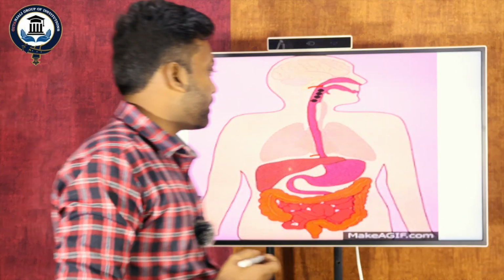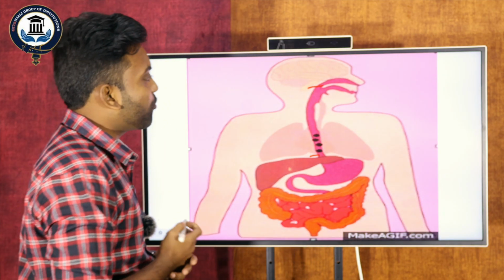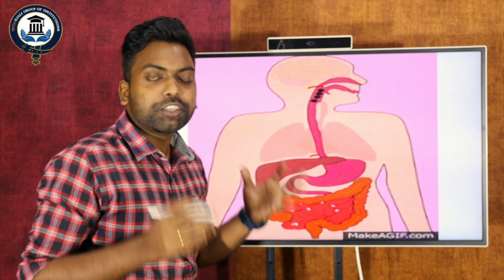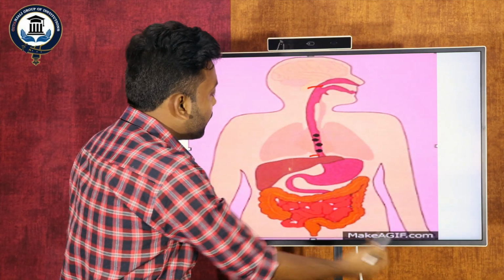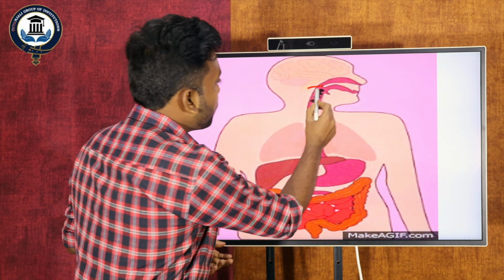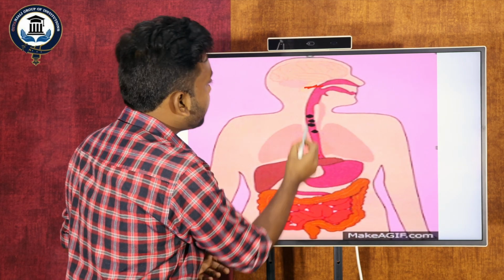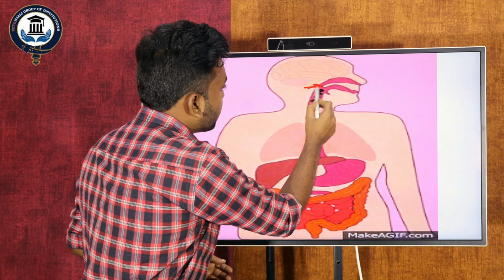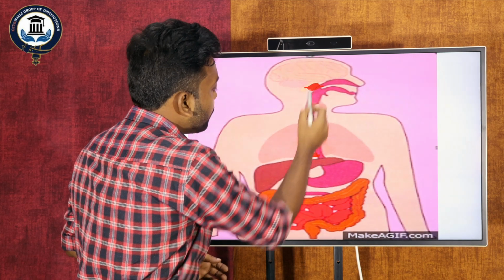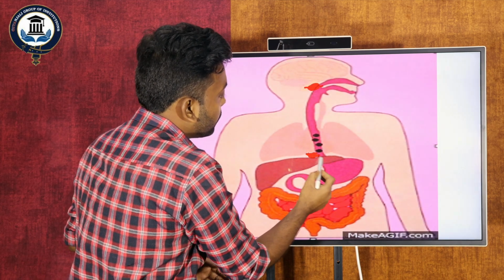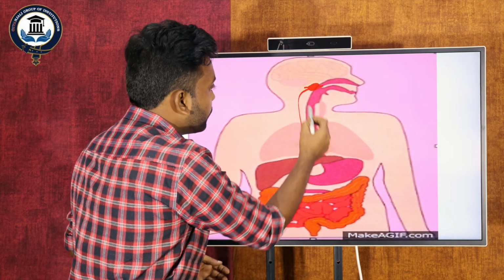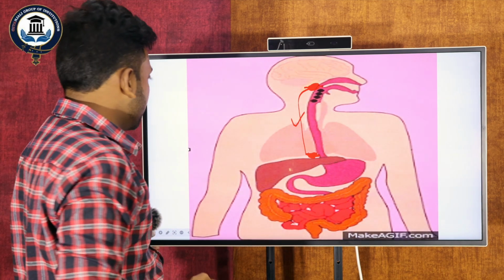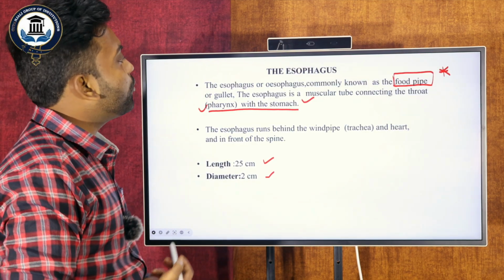My dear students, today's session is about the esophagus. Before going to tell about the esophagus, this is one of the organs which belongs to the digestive tract. Here you can see a diagrammatic presentation from here to here. So what does it mean? From the pharynx, from the part of the pharynx to the starting point of the stomach, you can see the pipe-like structure, right? This part is called the esophagus.